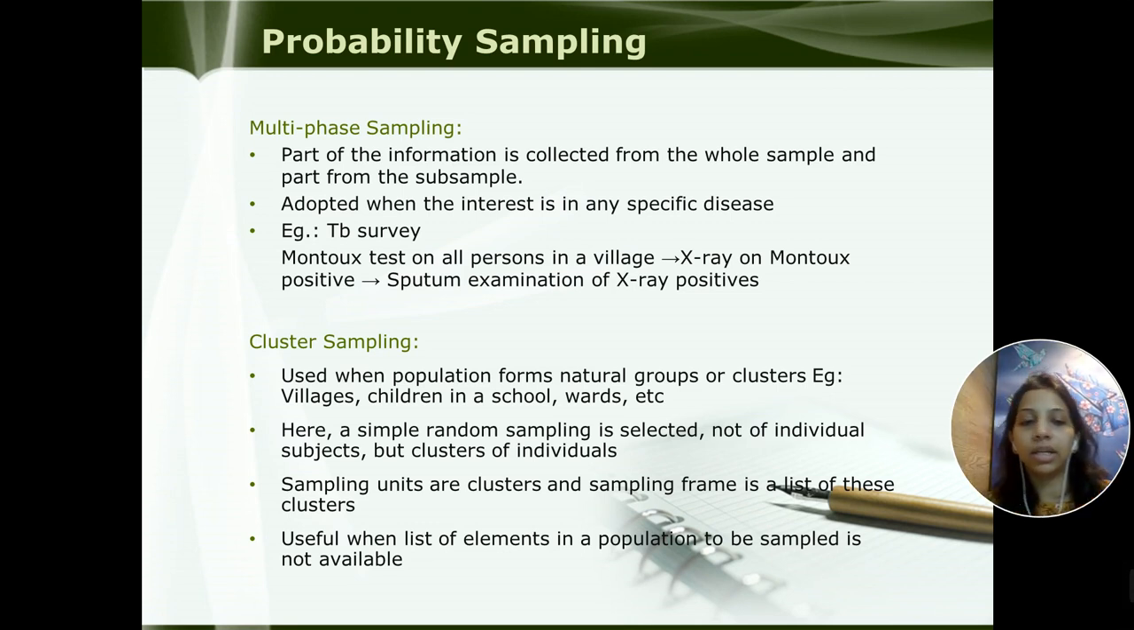So sampling units are the clusters, and the sampling frame is the list of these clusters. Usually the sampling frame will be the list of the entire population, whereas in cluster sampling, the sampling frame will be the list of these naturally forming clusters, and of these clusters you do the simple random sampling.